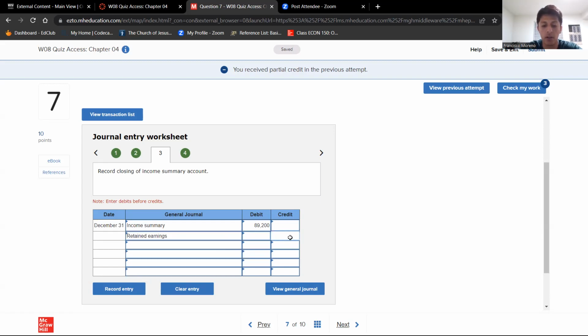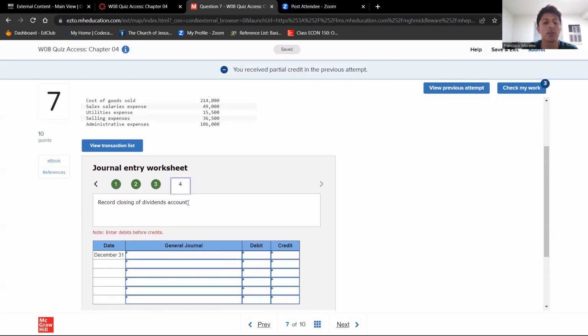That is pretty much the money that goes to the people owning the company. And retained earnings has a normal credit balance. So they're actually making money out of this.